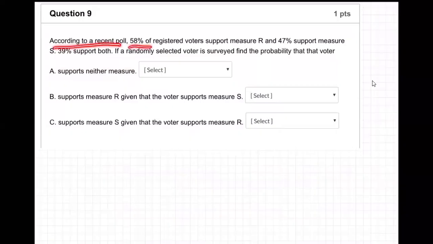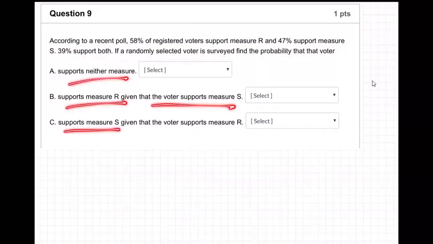According to a recent poll, 58% of registered voters support measure R, and 47% support measure S. 39% support both. If a randomly selected voter is surveyed, find the probability that the voter supports neither, supports measure R given they support S, supports measure S given they support R.